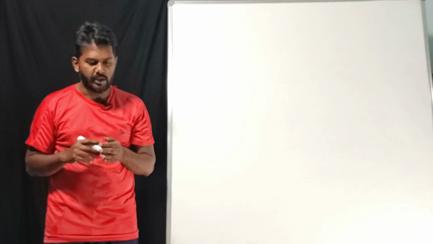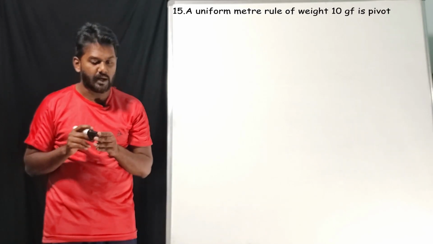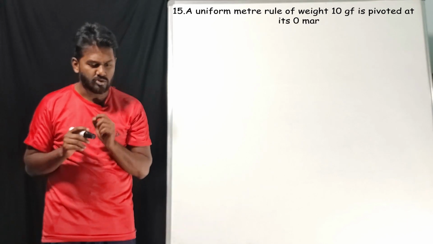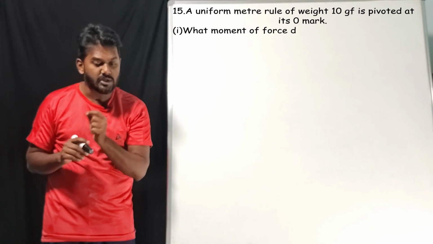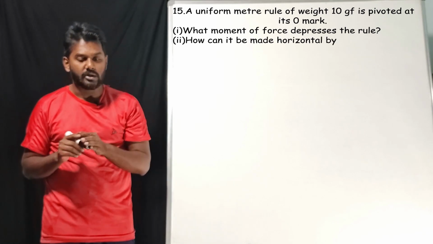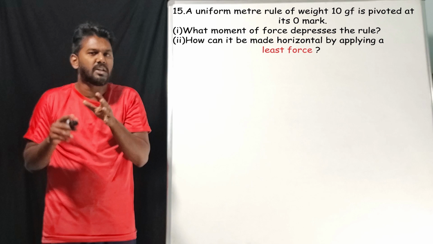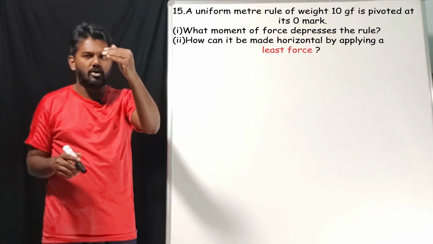Question number 15. A uniform meter rule of weight 10 GF is pivoted at its 0 mark. First question, what moment of force depresses the rule? How can it be made horizontal by applying the least force? So in this question there are some keywords. Okay, we'll go one by one.